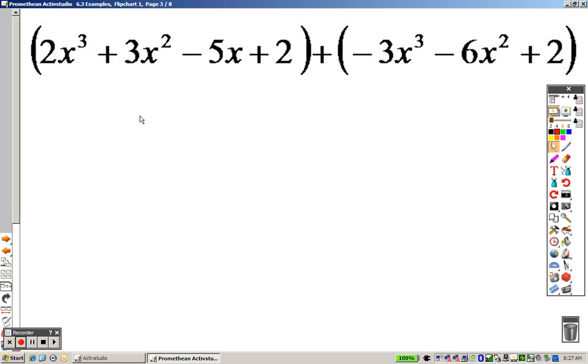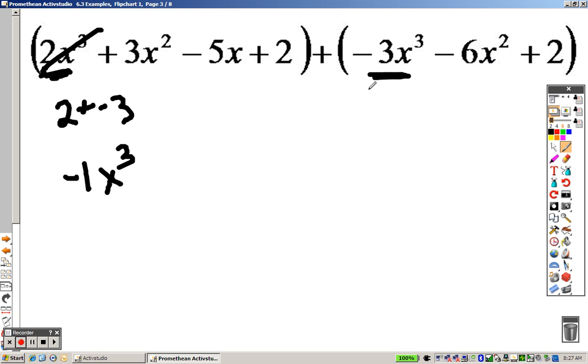Adding polynomials is incredibly simple, okay? All you need to do is find terms that are alike and add them together. Basically what we're seeing here is that you have 2x cubed and you have negative 3x cubed. You just add them together. Negative 2 plus positive 2 plus negative 3. So you have negative 1, and you bring the x cubed along for the ride.